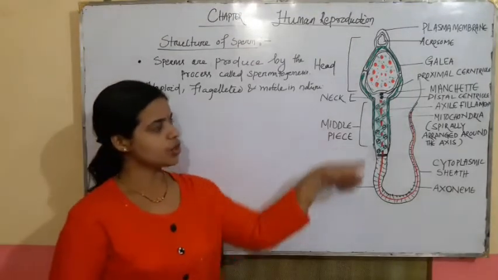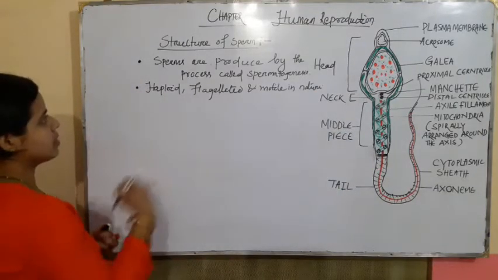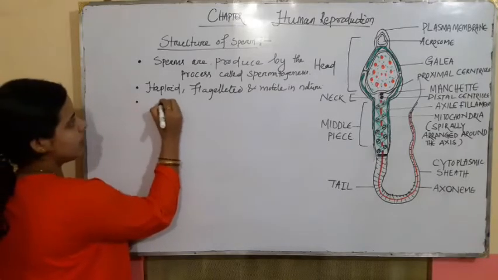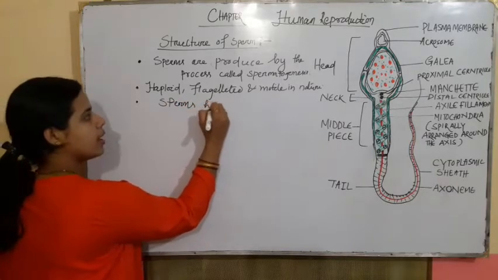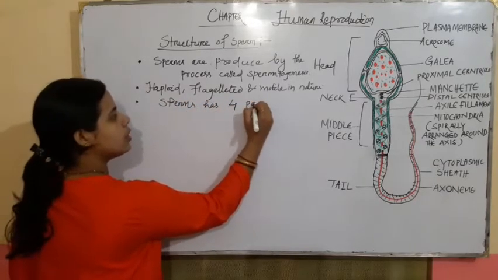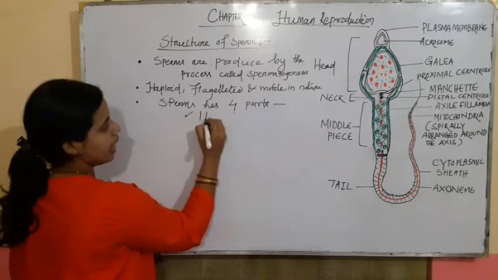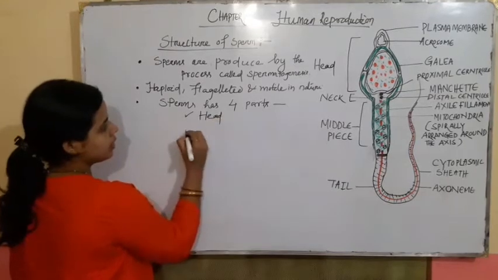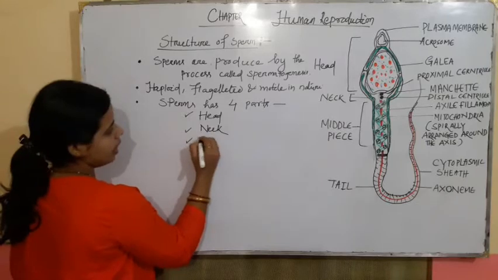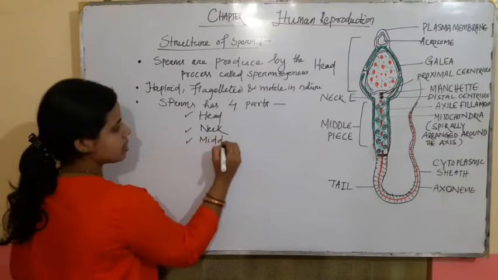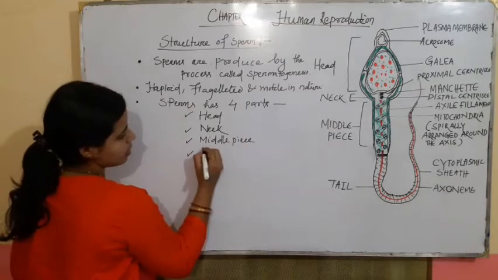If you see the structure of the sperm, it is divided into 4 parts. The first one is your head part, second one is your neck part, third one middle piece, and fourth one is tail.